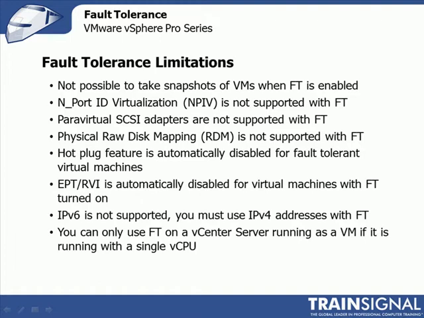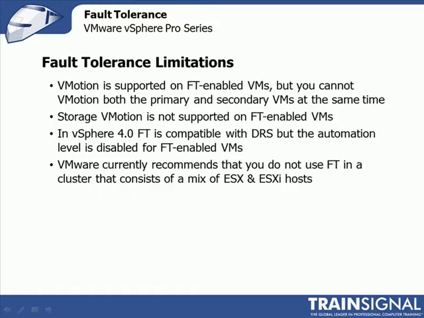You can only use fault tolerance on a vCenter Server running as a VM if it is running with a single vCPU. Even though the requirements for vCenter servers say you need 2 CPUs, you can usually run it with 1 CPU for small and medium environments. Here are a few more limitations. vMotion is supported on fault-tolerant enabled VMs, but you cannot vMotion both the primary and secondary VMs at the same time. Storage vMotion is not supported at all on fault-tolerance enabled VMs.